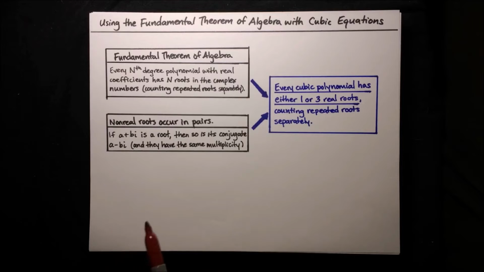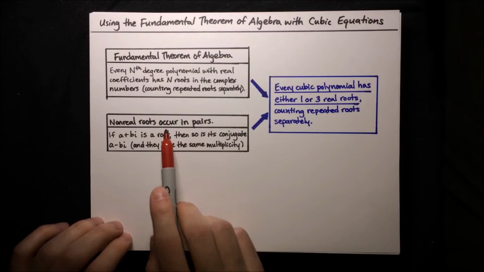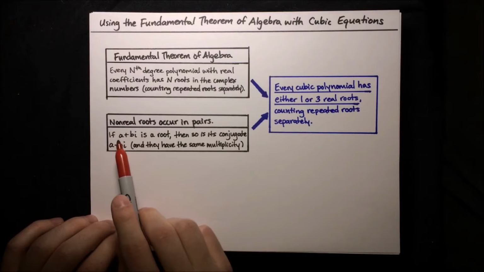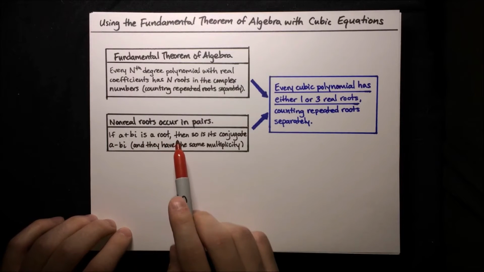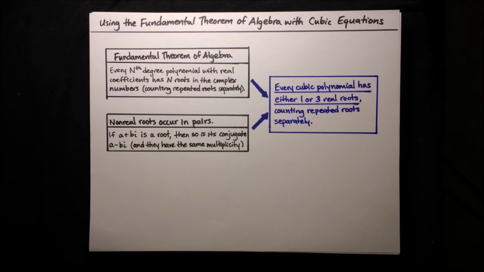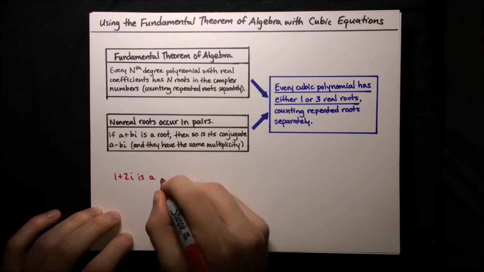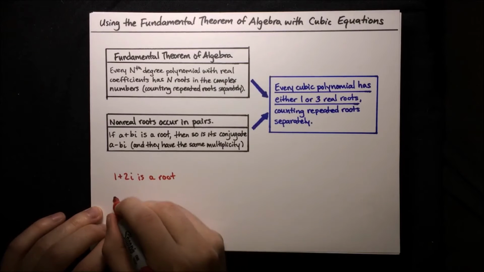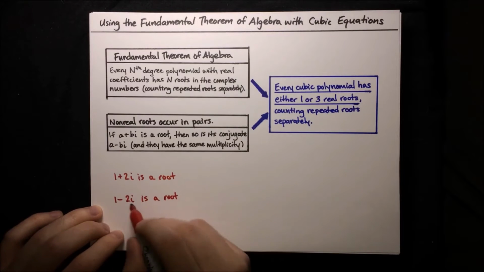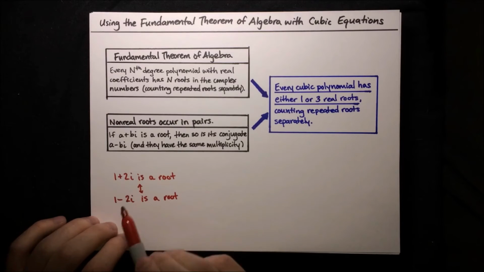Now, the big insight is going to happen when we pair this theorem with a fact about roots. The fact is that non-real roots occur in pairs, meaning that if some complex number a plus bi is a root, then so is its conjugate a minus bi, and they have to have the same multiplicity. So, for example, if 1 plus 2i is a root, then so is 1 minus 2i. Likewise, if 1 minus 2i is a root, then so is 1 plus 2i. They either occur together or not at all.